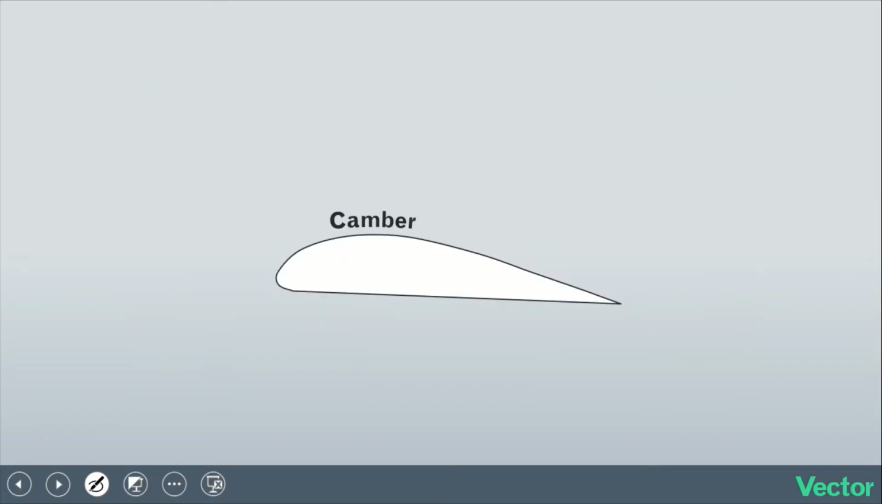The camber is basically the shape or the curvature of the airfoil. This is arguably the most important design feature, as we'll see in just a second. But first, let's talk about what happens when the air flows past the airfoil.